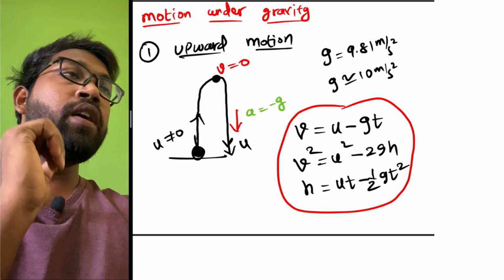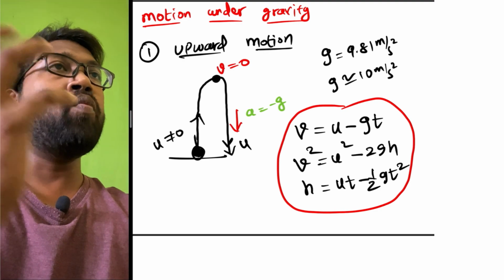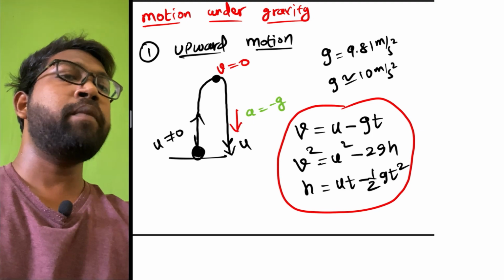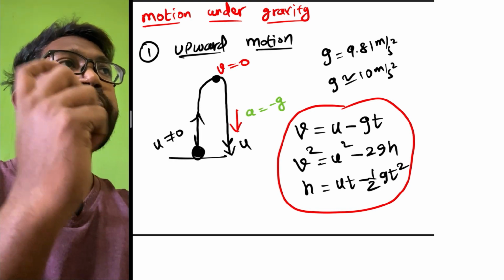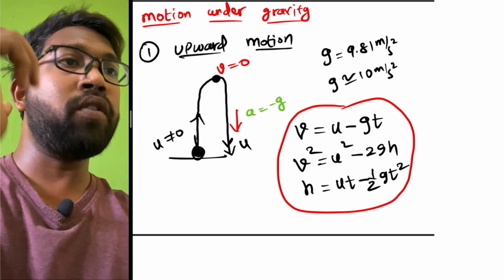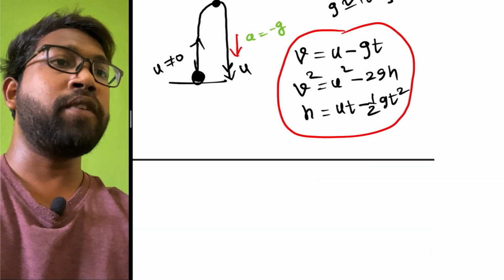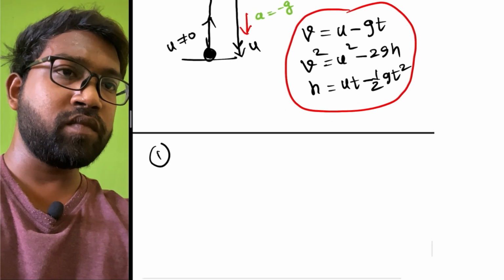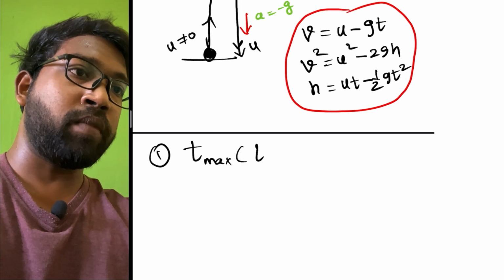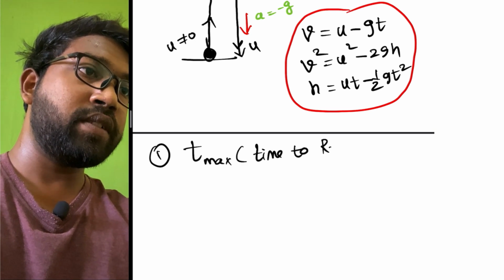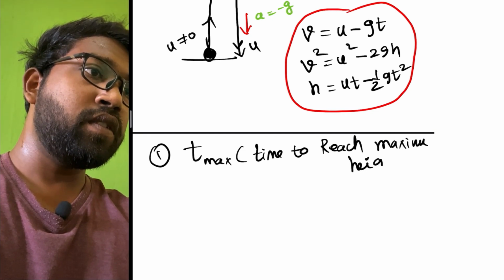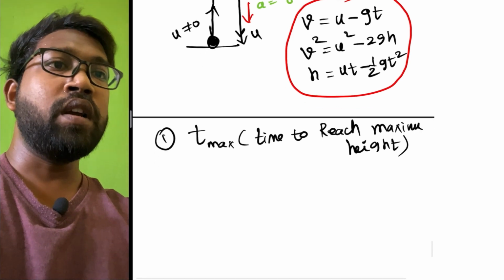And the third question will be, if I am throwing the ball with some velocity, how long will the ball be in the air? So this is going to be the third question, okay? Basically we ask how long the ball will be in the air. We can say that's the flight time of a ball, okay? So let me solve one by one. The first thing I am going to find is T max. So T max is what? Time to reach maximum height, okay?